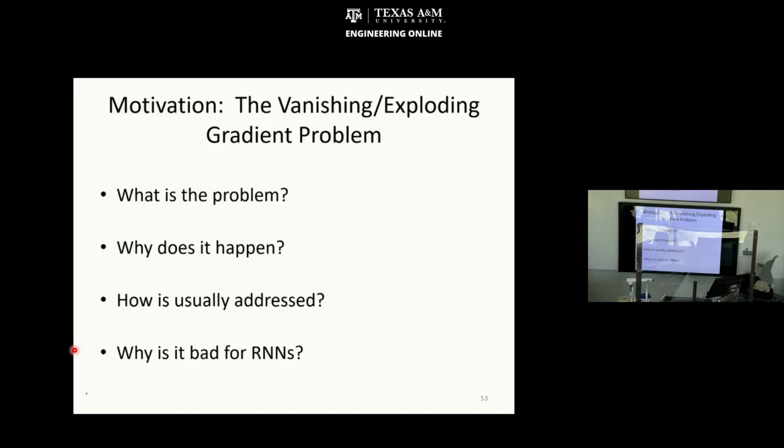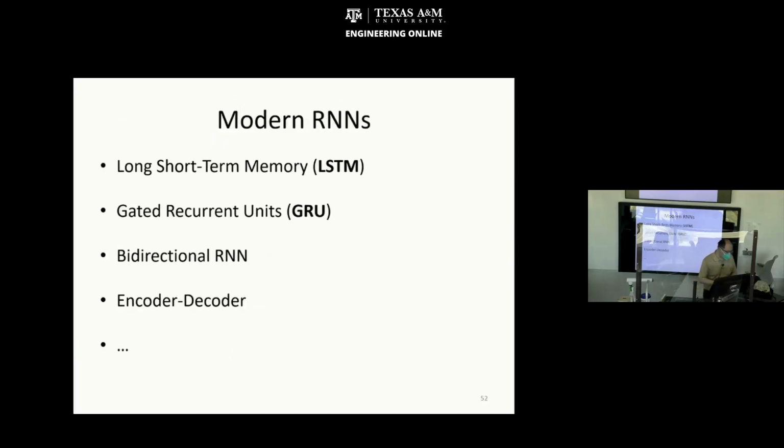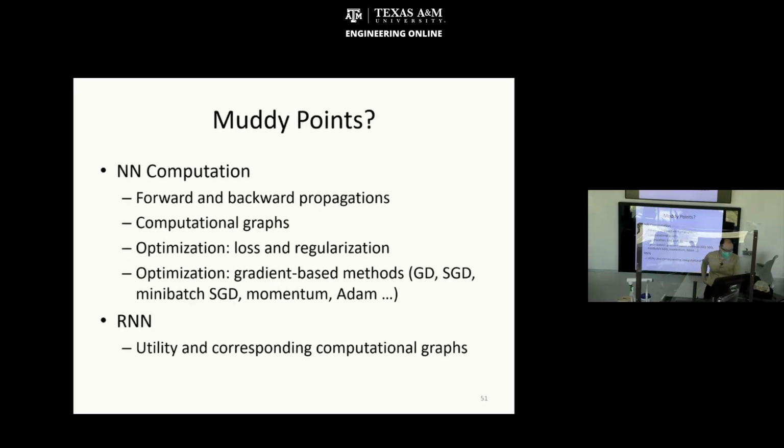Talking about how to learn from sequence data. And again, as a reminder, we talked about RNNs. We talked about the utility of the RNNs in different kinds of problems. We'll have a review of that very quickly. And also, what is the corresponding computational graph for the forward propagation?